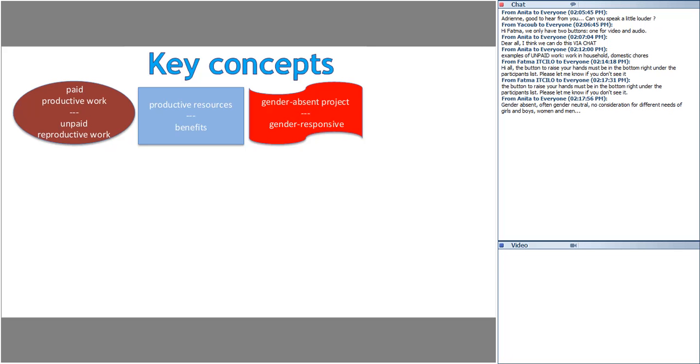Okay, Anita, thank you very much again. Gender absent is often gender neutral, and it takes no consideration for the different needs of girls and boys, women and men. Exactly right. Thank you, Anita. That's perfect. A gender absent project just assumes that everyone is going to be able to participate equally and will have the free time and all ability to actually show up and participate in this project.